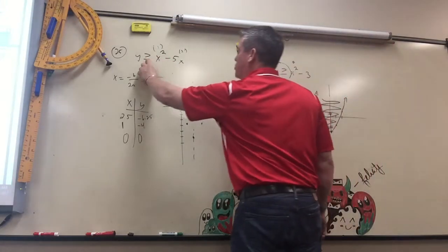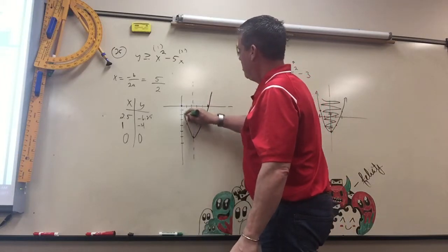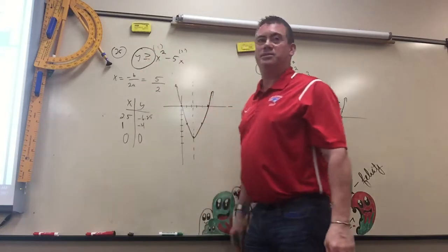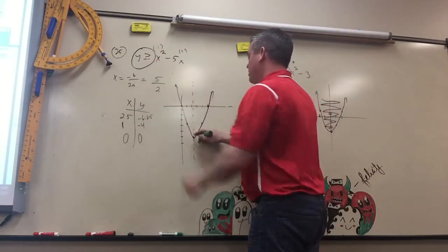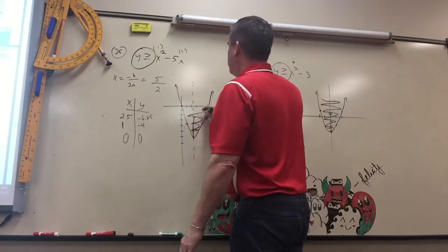It's solid because it has the equal. So it's inside. Y is greater than, so here's the vertex, greater is above it, which puts you inside.